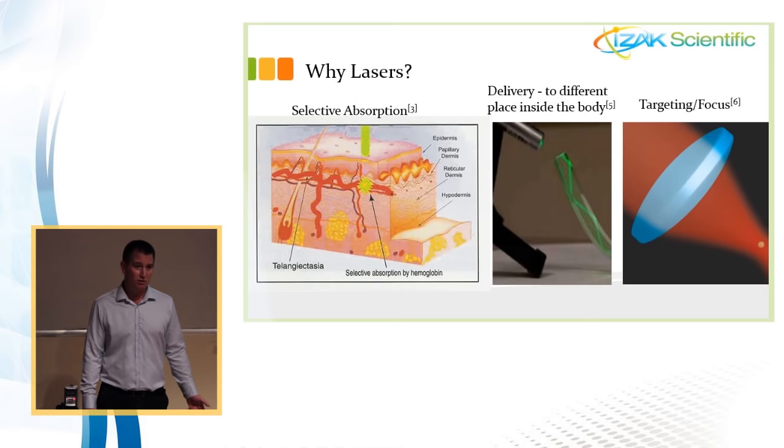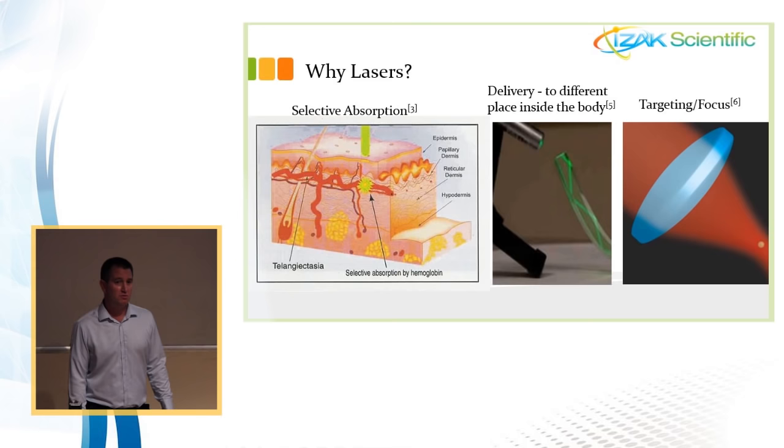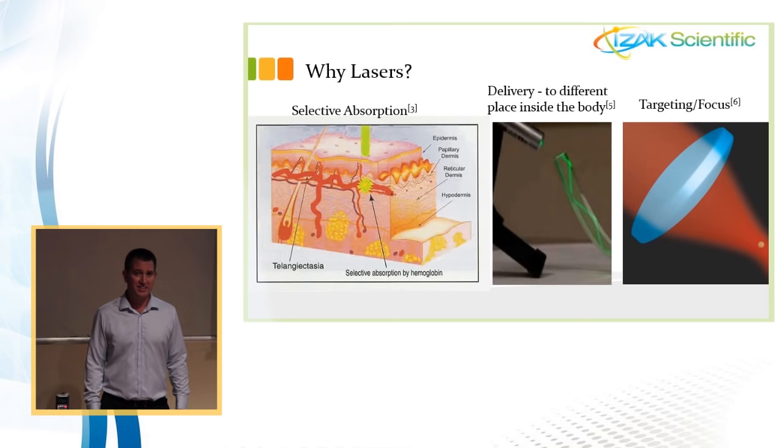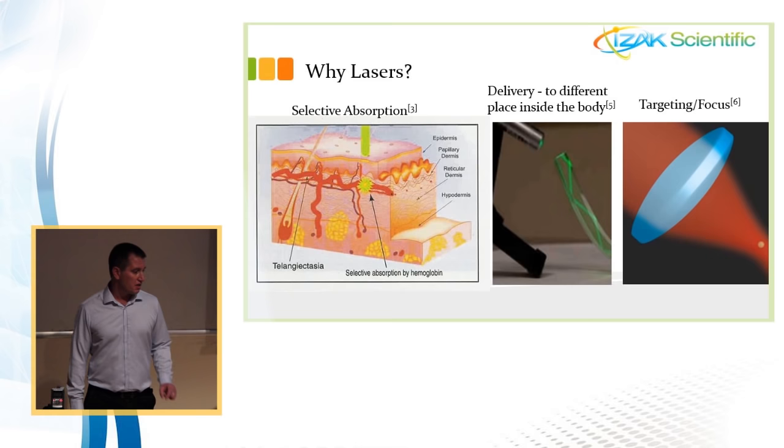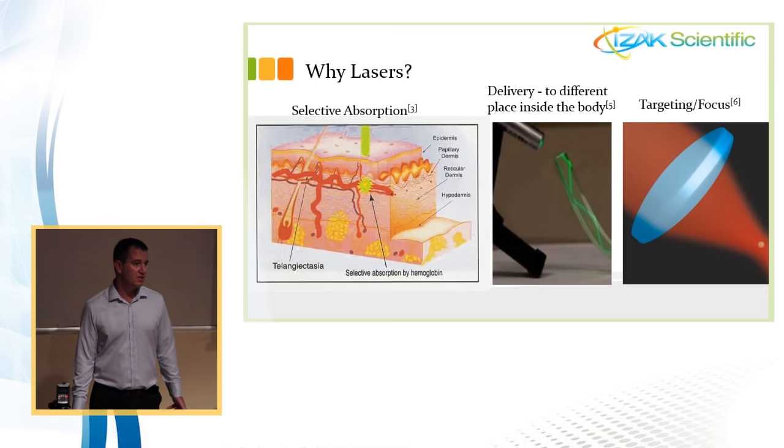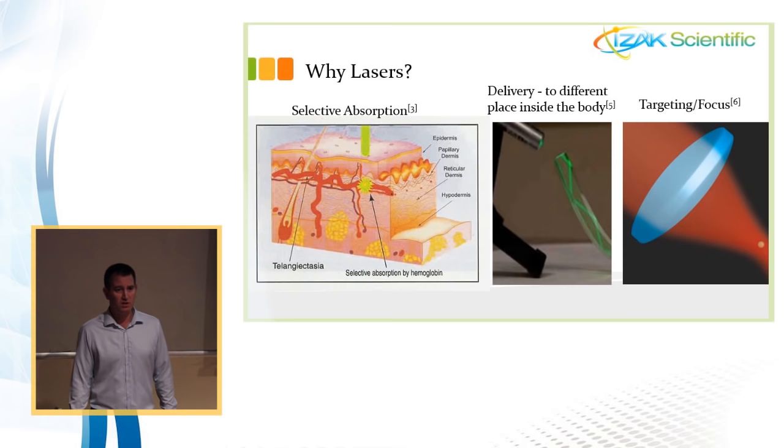Or if you want to target melanin for hair removal, for example, we use wavelengths that only absorb in melanin. Secondly, we can deliver the energy almost to any place inside the body, whether it's outside or inside, with a waveguide. And third, we can focus the energy into a very small spot, which is pretty unique compared to other energy solutions like RF bipolar or monopolar. Here we can tighten the light up to the diffraction limit, which is a very small spot, depending of course on the wavelength.